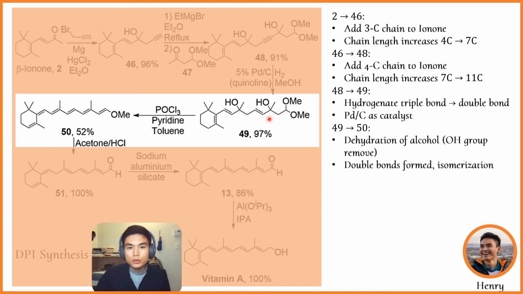The next step is to remove the OH group by dehydration. And because of the removal of the OH group, we have a double bond being formed on the chain. You can see right here. And due to the potential isomerization, we have a lower percentage yield compared to other steps in the process.